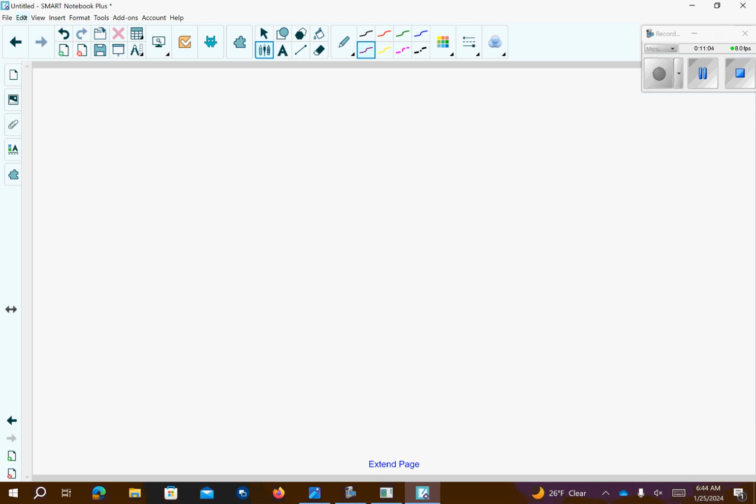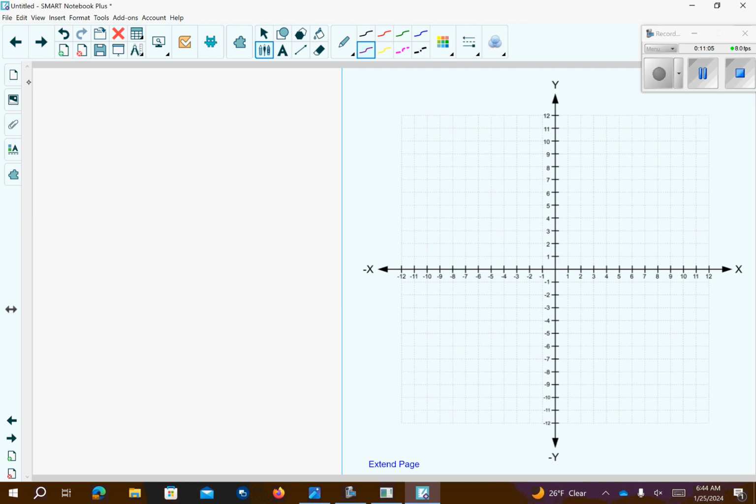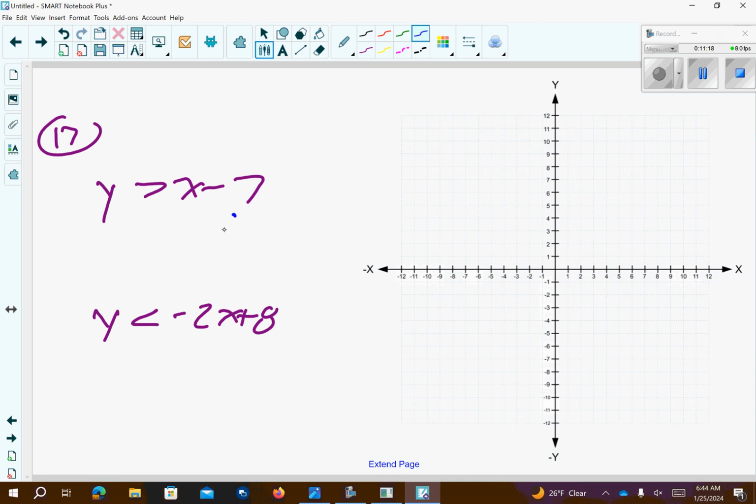Number 17, now we finally get back into the inequalities. We have y is greater than x minus 7, and y is less than negative 2x plus 8. I have a y-intercept of 0, negative 7, so 0, negative 7 is down here, with a slope of 1. I'm going to go up 1, right 1. And remember, because it doesn't have an equal sign, it's going to have a dotted line.